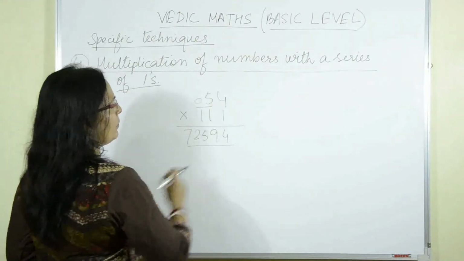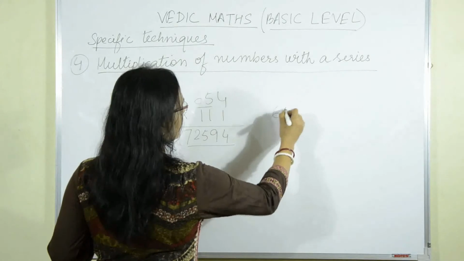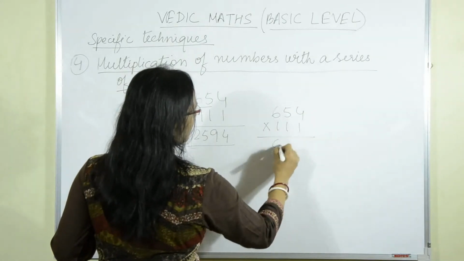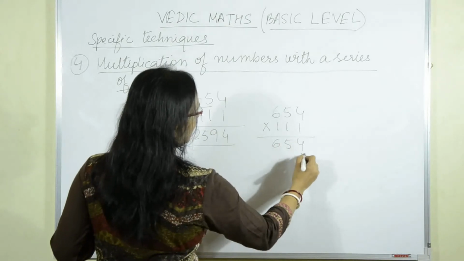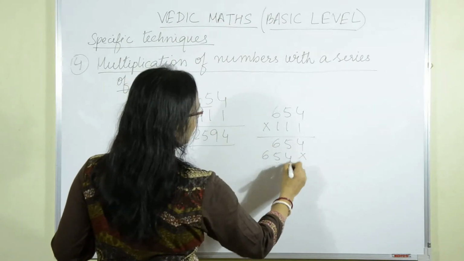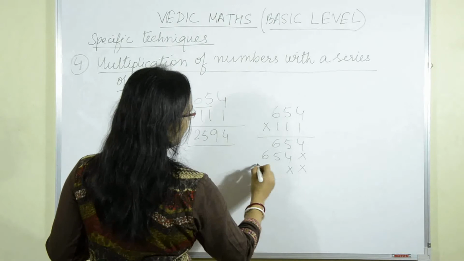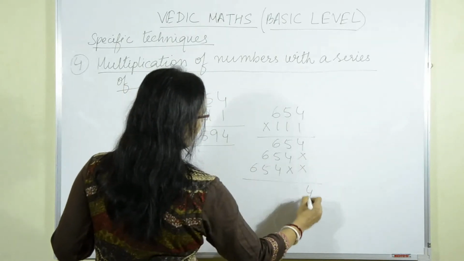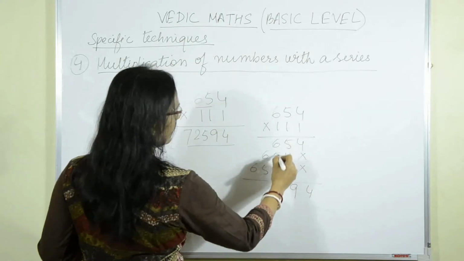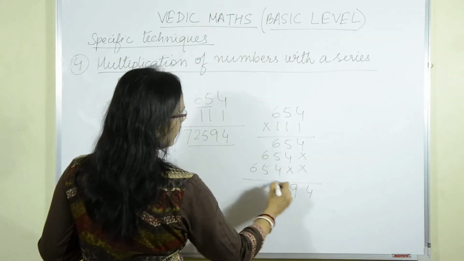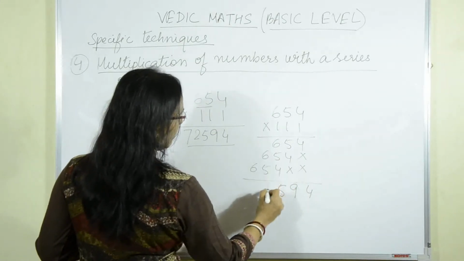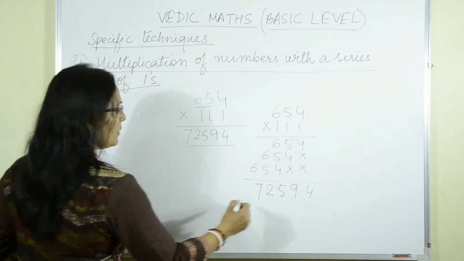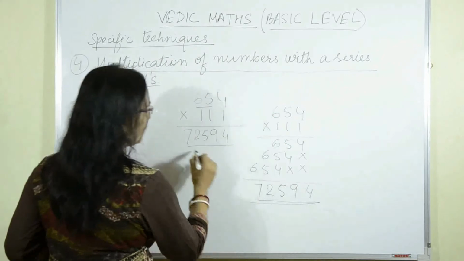Now let us see what if we do it in the general method? 654 into 111. So 654. Again we have 654. And again we have 654. Now first is 4, second one is 9, third one is 15. Here again we have 11 plus 1 is 12, carry 1 and it is 7. So 7, 2, 5, 9, 4.